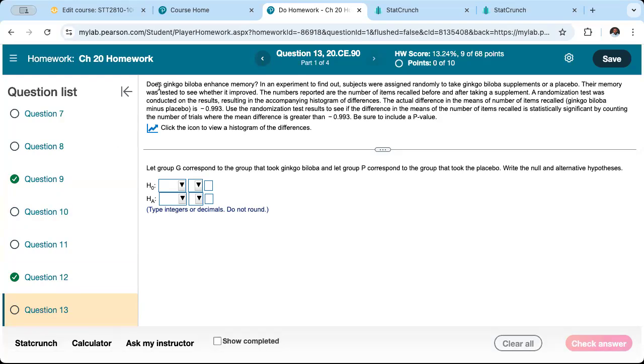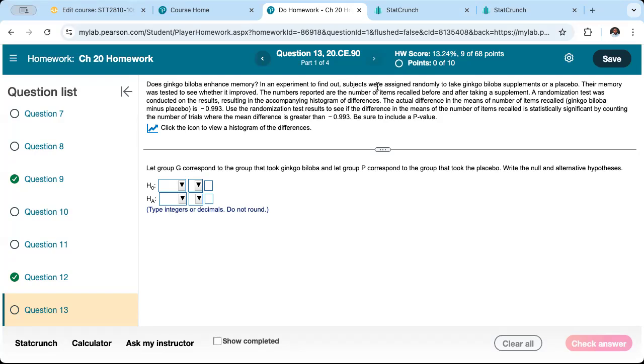Here is the thing. It says, does Ginkgo biloba enhance memory? So that is what they are trying to do. Does this Ginkgo biloba enhance memory? So that is what they are trying to test. So in an experiment to find out, they are trying to find out whether Ginkgo biloba enhances memory. Do you all get that?